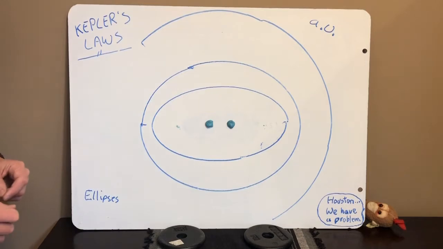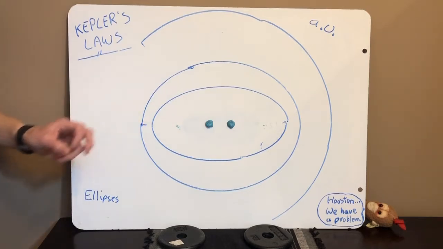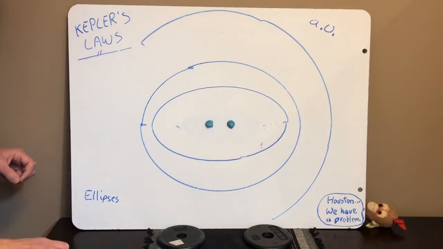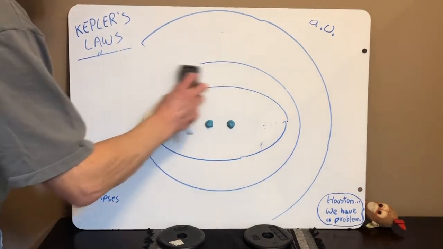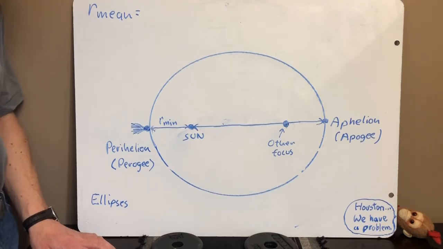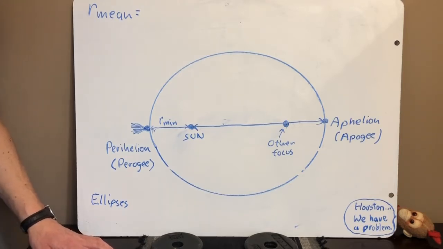I'm going to get rid of this and we'll be right back and talk just a little bit more about Kepler's first law. All right, so still talking about Kepler's first law, the fact that bodies move about the sun in elliptical orbits and the sun is at one focus of the ellipse.